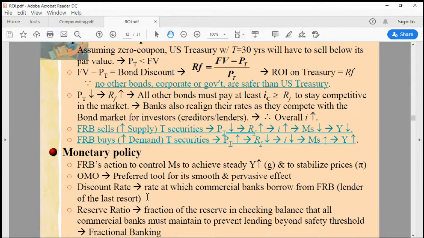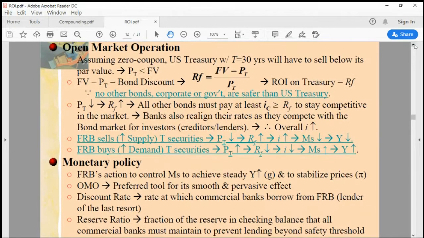The easiest tool to affect the interest rate is the discount rate, but the more intricate and more pervasive tool, the one most frequently preferred by the Federal Reserve, is the open market operation. So we're going to look into open market operation first.